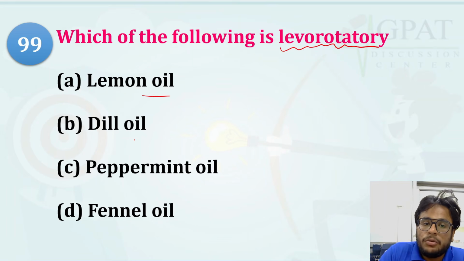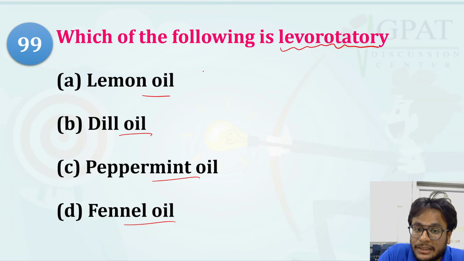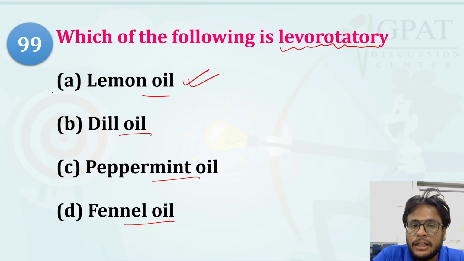Option A is lemon oil, option B is dill oil, option C is peppermint oil, or option D is fennel oil. So for that particular question, the answer is going to be the lemon oil is the oil that will mainly rotate the plane polarized light in the left direction.